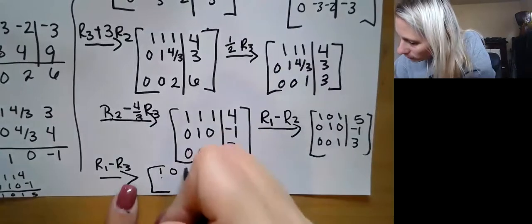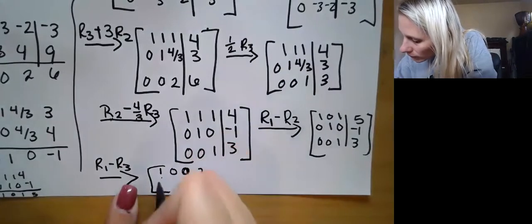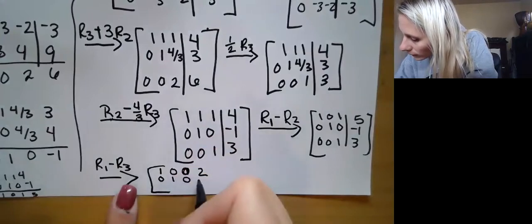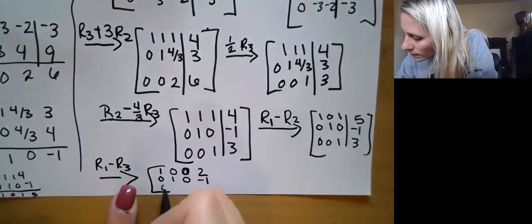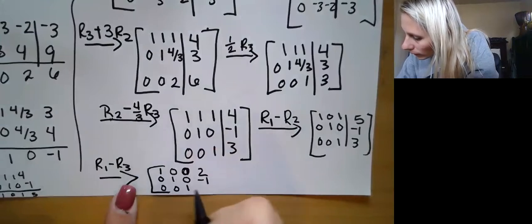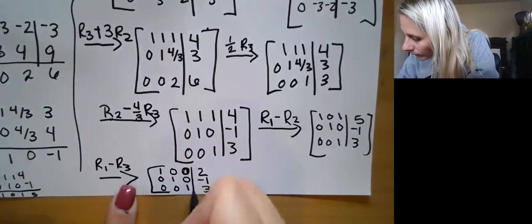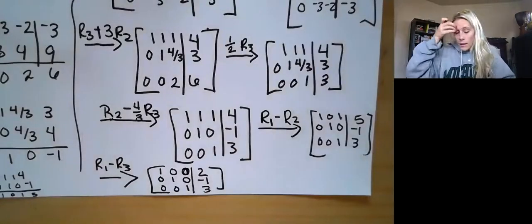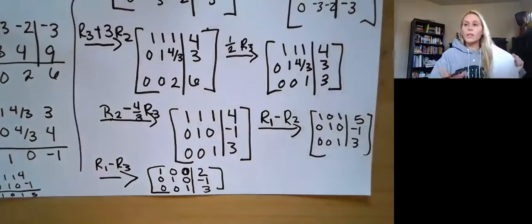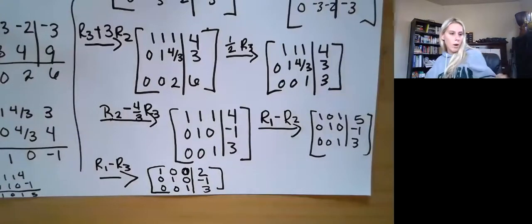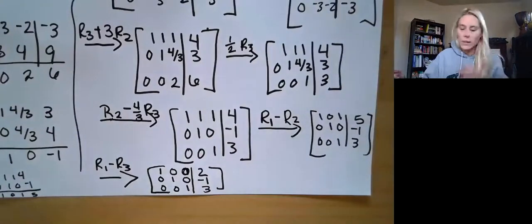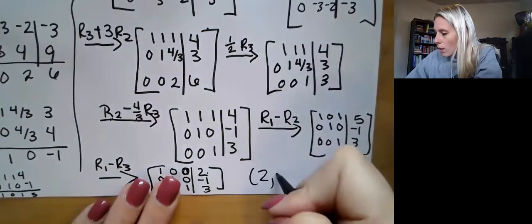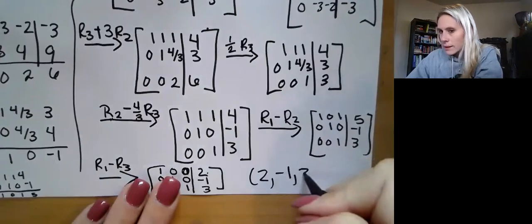Minus a 1. It should be 0 here. Thank you. So then I have 0, 1, 0, -1, 0, 0, 1, 3. Now, what is so great about this than just the echelon form? Well, guess what? This is our answer. Our x is 2, our y is -1, and our z is 3.